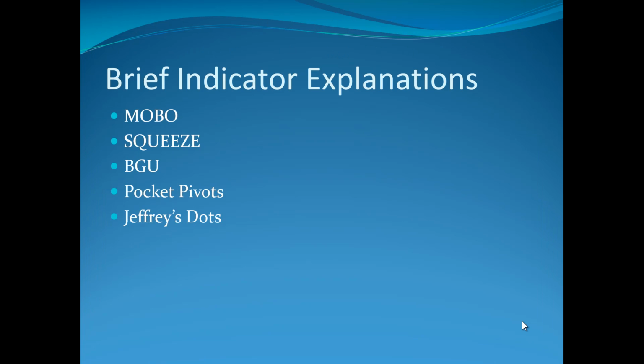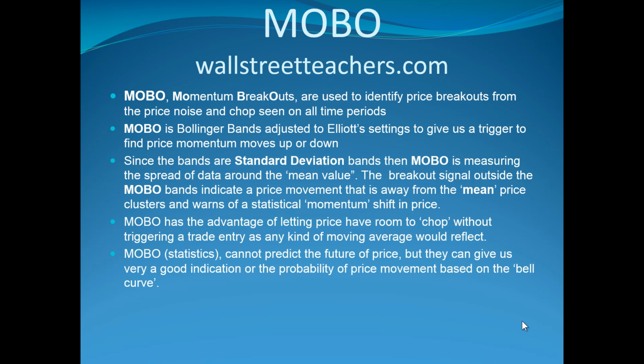So let's go into a brief explanation of the indicators that I'm providing. A couple of them, I should have added high jump here, but MOBO, squeeze, Bible gap up, pocket pivots, my dots, and the high jump. So MOBO, you see at wallstreetteachers.com. This is David Elliott's old site. These are identifying price breakouts from the noise and chop seen on time periods. They are modifications of the Bollinger Band.